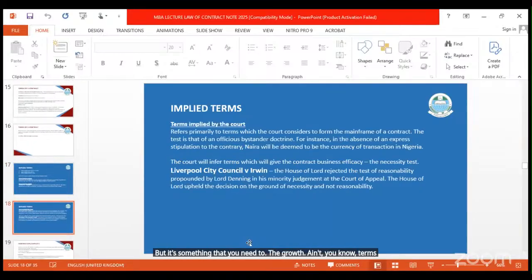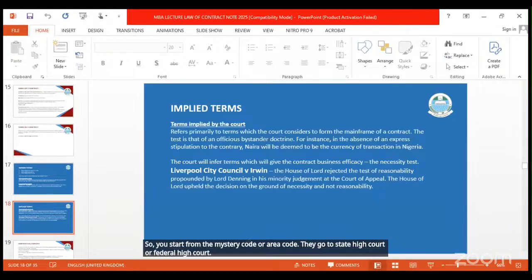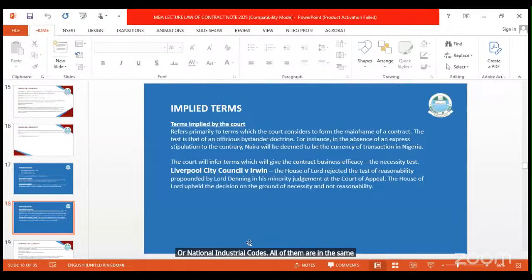Terms implied by court, very important. When you talk about terms implied by court, there's what they call hierarchy of court system, hierarchy of courts. So you start from the magistrate court or area court, then you go to state high court or federal high court or national industrial court. All of them are in the same category. Federal high court, state high court, and national industrial court are in the same category, and some other special courts. Then anything that cannot be resolved at the high court, you go to court of appeal. Then, of course, after court of appeal, you can go to Supreme Court. So Supreme Court is a final court in the land.